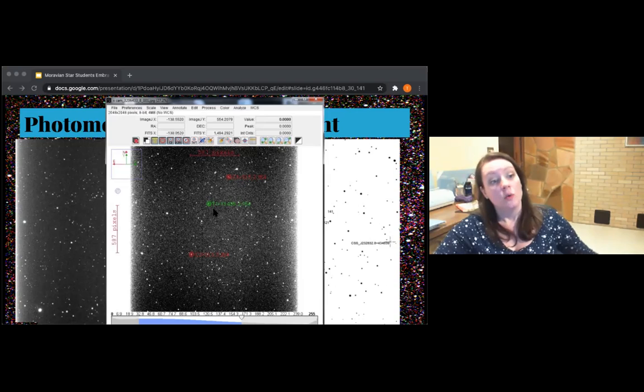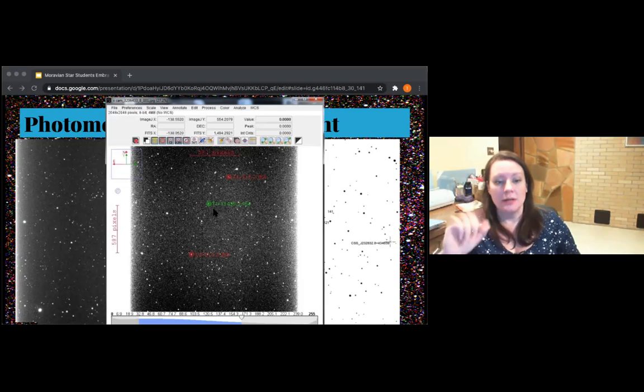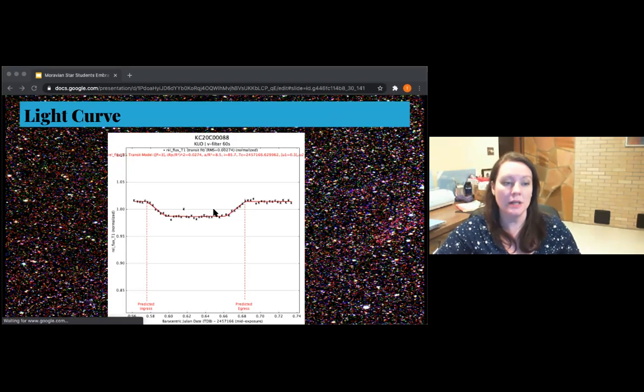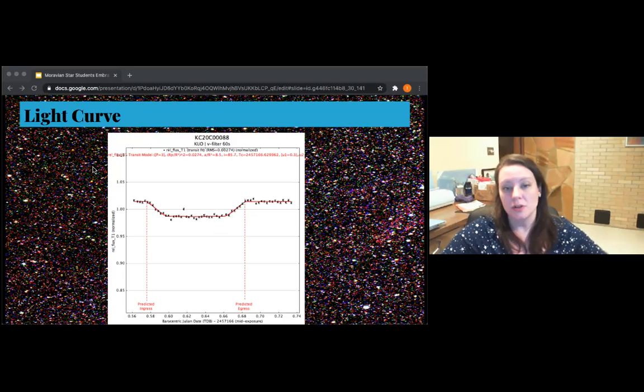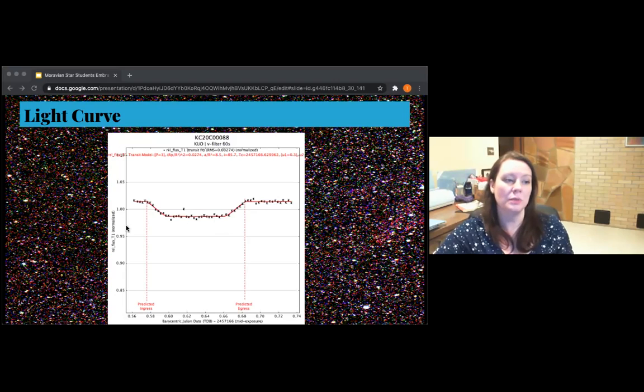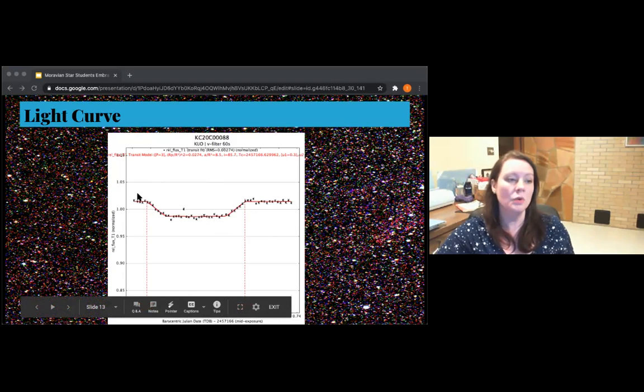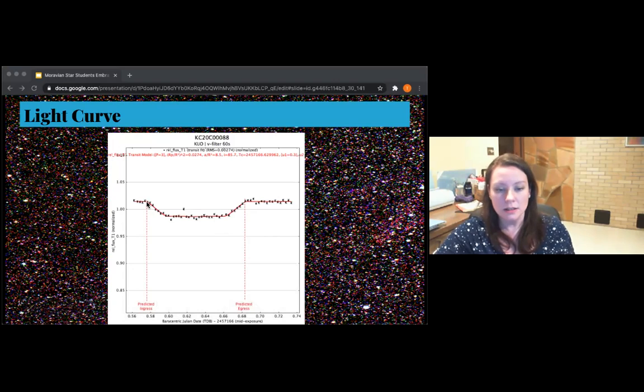So one image will tell you about the brightness of the star at one point in time. But what we really want to figure out is what the brightness of the star is doing over time. And that's where we use something called a light curve. A light curve is where you plot the brightness of the star versus time. And what's happening in this image is each one of these little black dots along here is one observation, one image that we would analyze with AstroImageJ and get the brightness for that star.